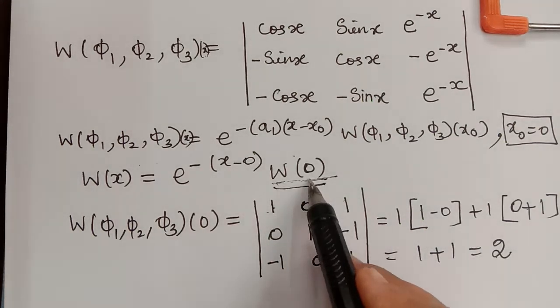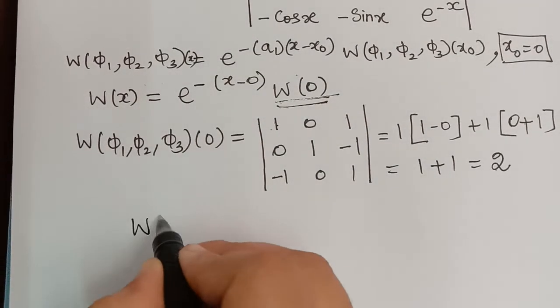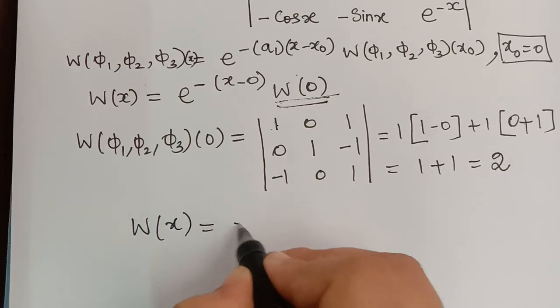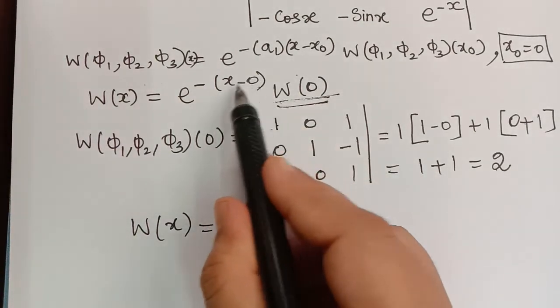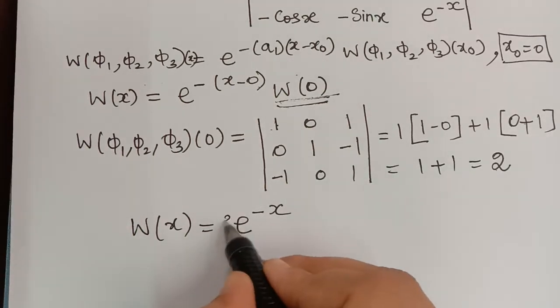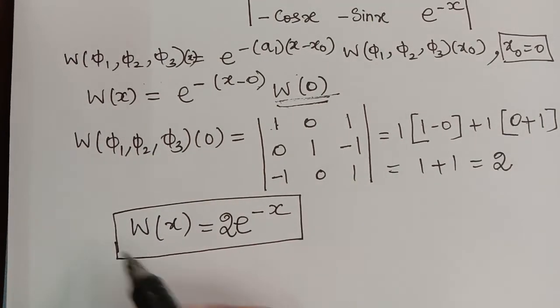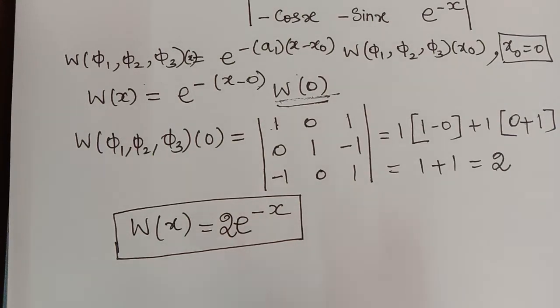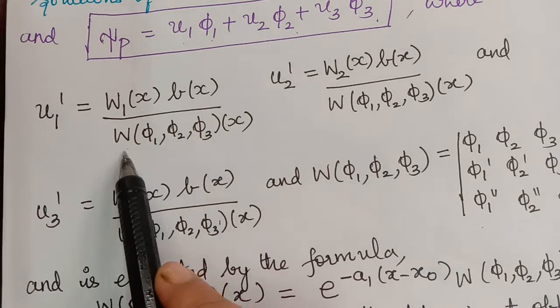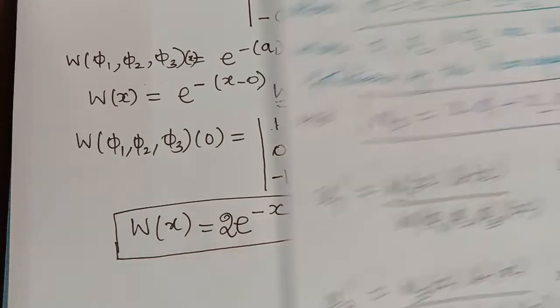So now this 2 we have to substitute here, to find the general Wronskian. So therefore the Wronskian of x will be equal to e power, now x minus 0 is x only, so e power minus x, and then this multiplied with 2. So this is the value of the Wronskian W. Now this has to be used in the formula. Wherever we have the Wronskian, we have it in the denominator, right? So here we have to use that. That is, we have to substitute 2 e power negative x.